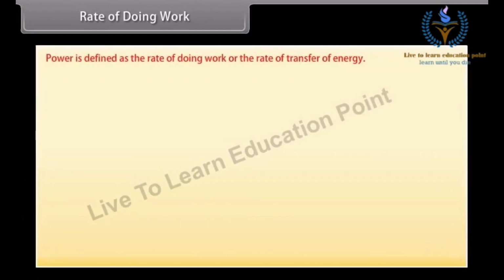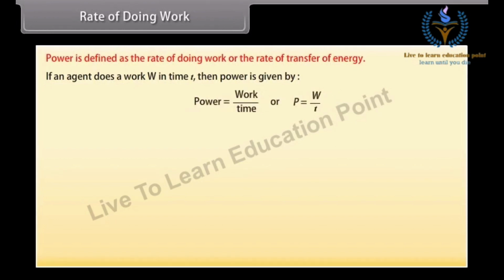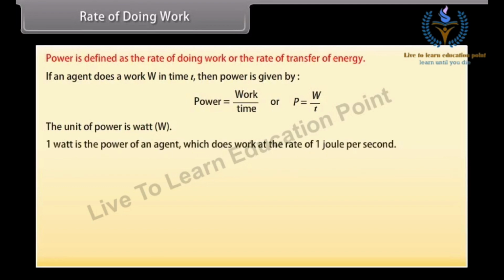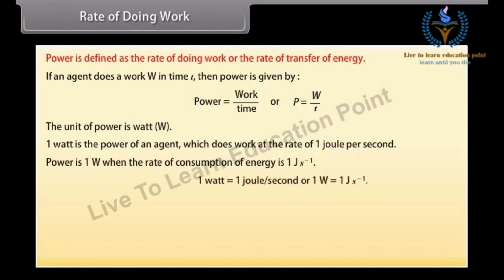So, power is defined as the rate of doing work or the rate of transfer of energy. If an agent does a work W in time T, then power is given by power is equal to work upon time, or P = W/T. The unit of power is watt, having the symbol W. 1 watt is the power of an agent which does work at the rate of 1 joule per second. We can also say that power is 1 watt when the rate of consumption of energy is 1 joule per second. 1 watt is equal to 1 joule per second.